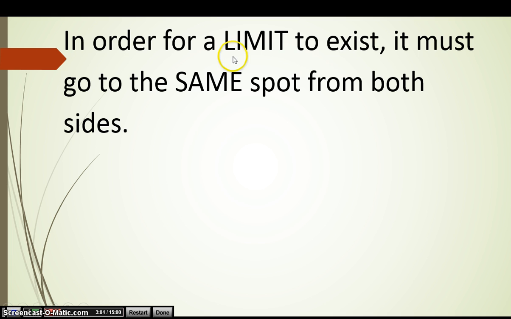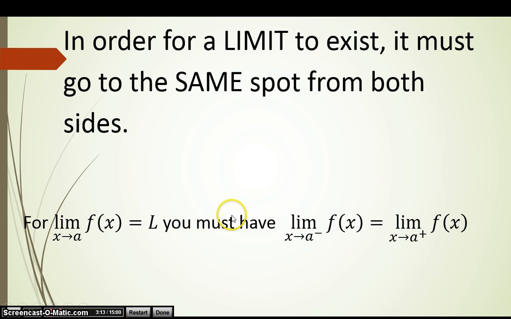In order for a limit to exist, it must go to the same spot on both sides. We just said the limit from the left and the limit from the right have to equal each other if we want this limit to exist. If we want the number, L standing for limit, to exist, it must go to the same thing on the left and the same thing on the right. It has to go to the same number.